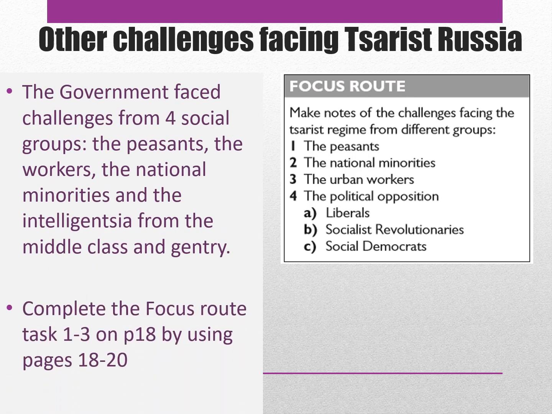So ultimately what we're seeing is there's a lot of challenges that are facing the Tsarist regime at this point in time. The government faced challenges from the four social groups: the peasants, the workers, the national minorities, the intelligentsia, middle class and the gentry. A lot of difficulty there. So page 18 in the textbook again gives you some more information. You should try to make about 5 bullet points under each of the 4 headings and use that to complete the focus route on pages 18 and 20, questions 1 to 3.